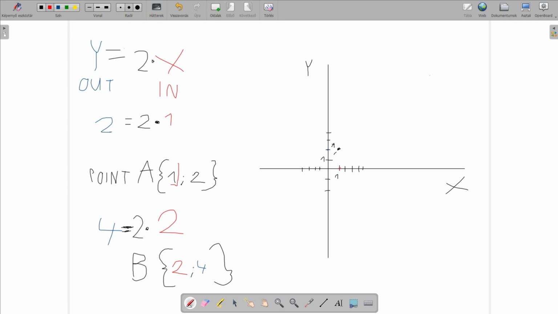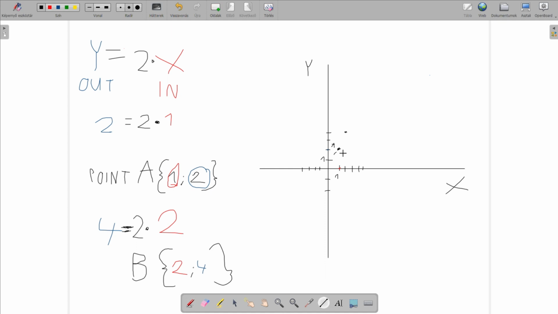Same as here. This is basically our red one, and this is our blue one. So that's how we get the points. We put in 1, we get out 2. Now we put in 2. What do we get? 1, 2, 3, 4. We got 4. So the point will be the point called 2, 4, which is right here.